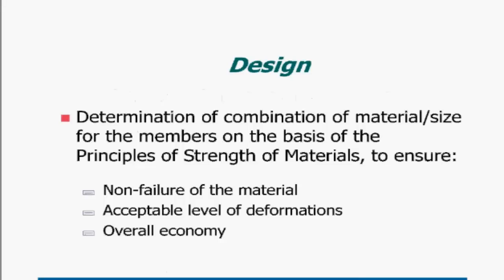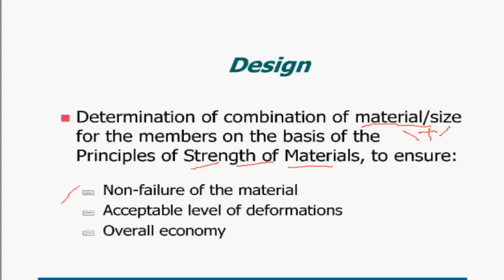Design: determination of a combination of materials. So I define the material plus the size for the member on the basis of the principle of strength of material. So I need to know mainly about the strength of material to select the best material and the size. To ensure what? To ensure no failure of the material. When I use this material, it doesn't fail during its lifetime.